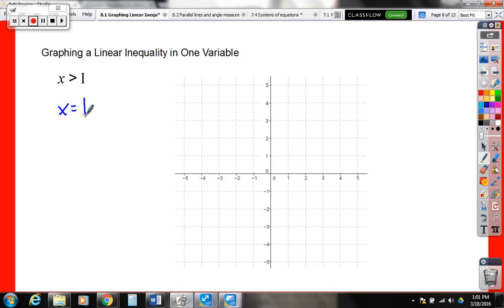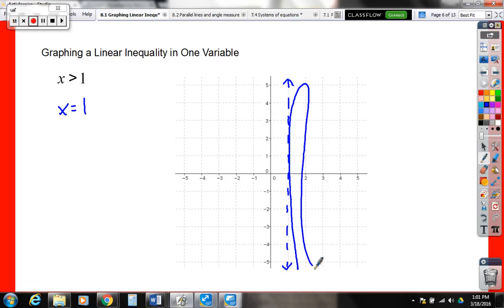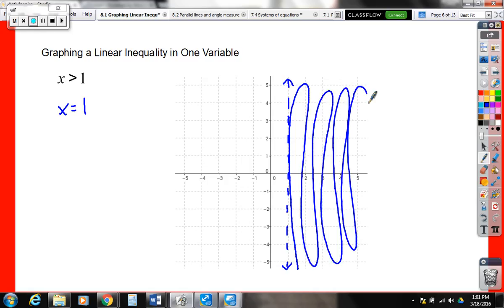Now, Claudia, what kind of line am I going to use? Dashed line. Good. So I have a dashed line at x equals 1. Now, for shading, I can't shade above or below. I need x's that are greater than 1. So Rebecca, would I shade on the right or on the left? I want x's that are greater than 1, so would I find those on the right side or on the left side? On the right side, good. So you would shade the right side.